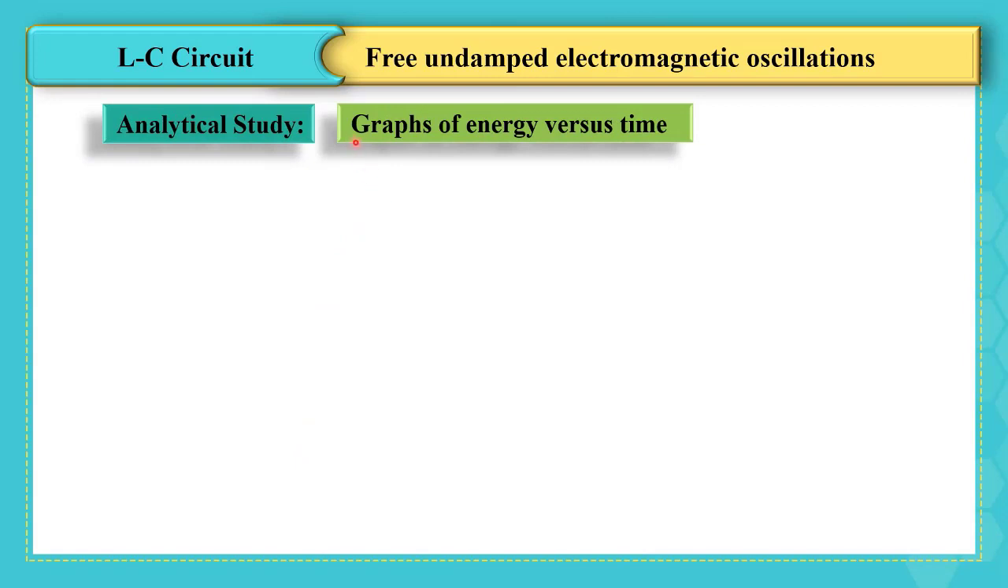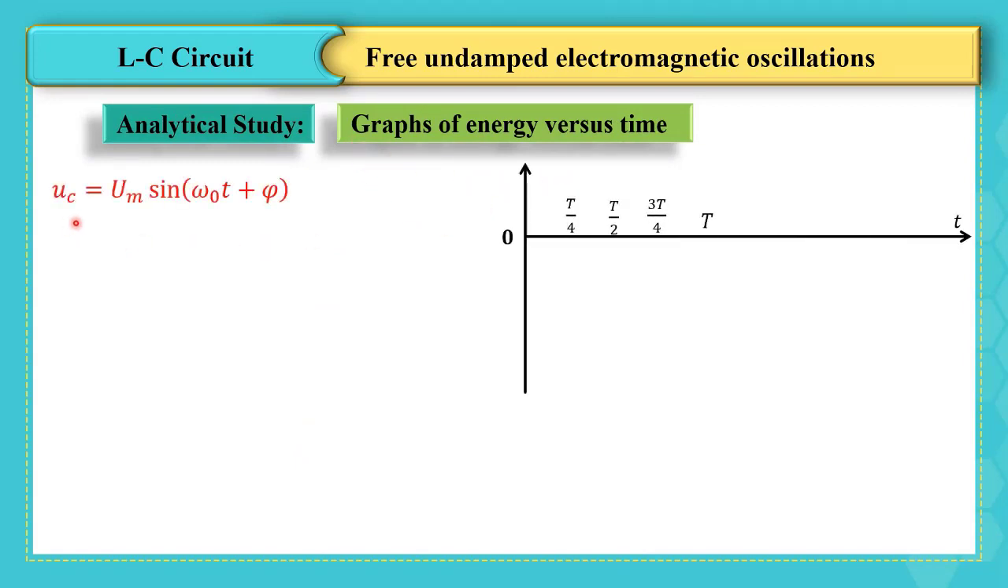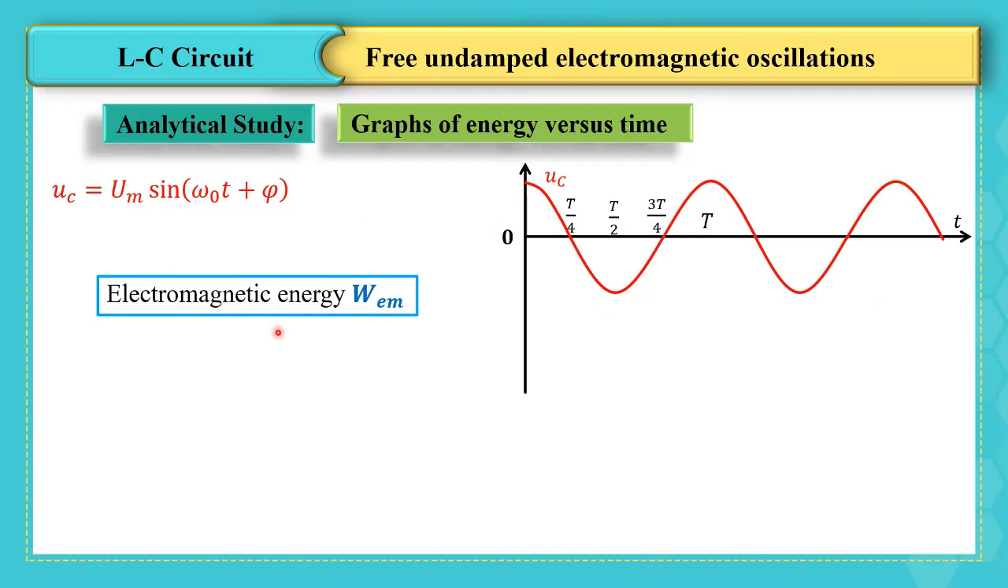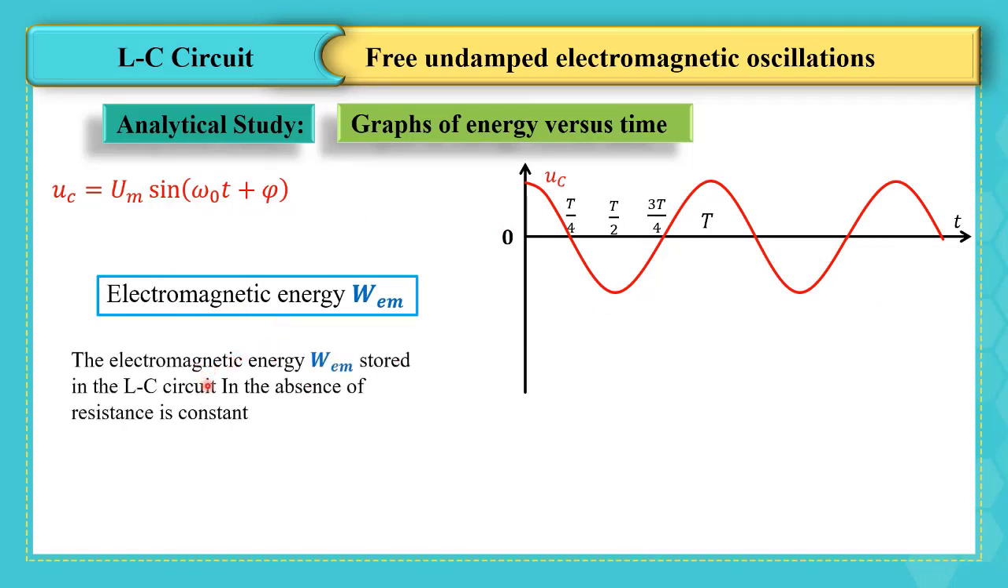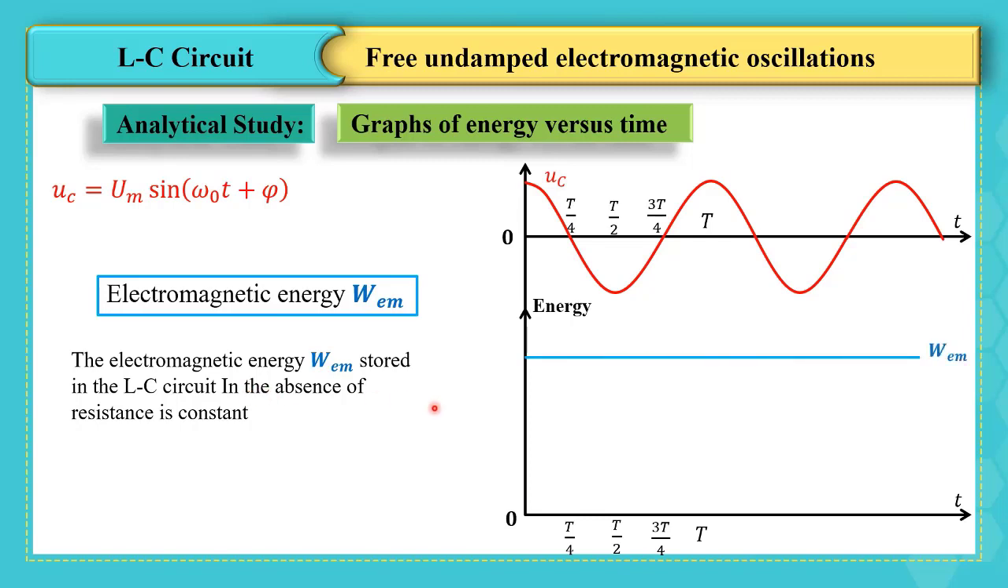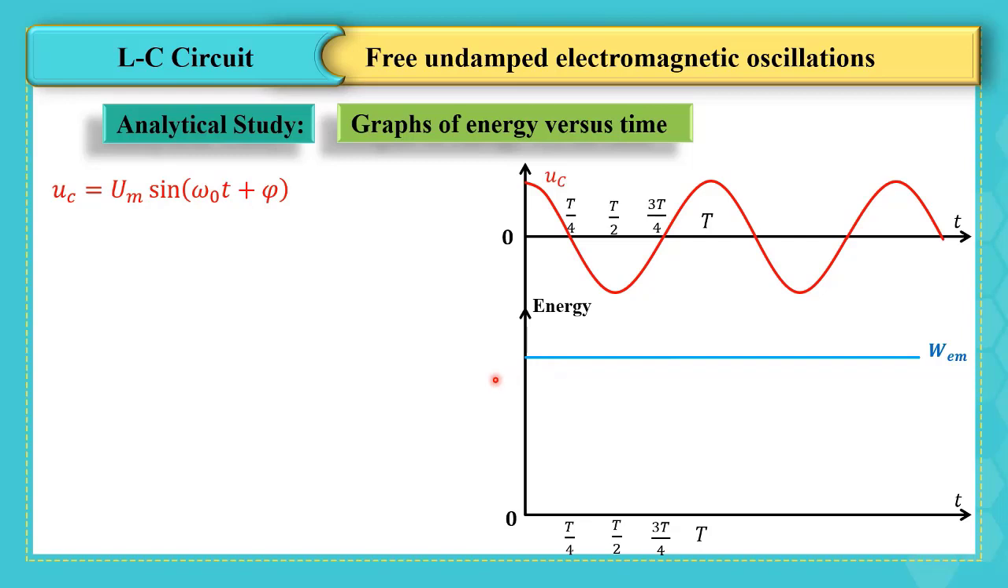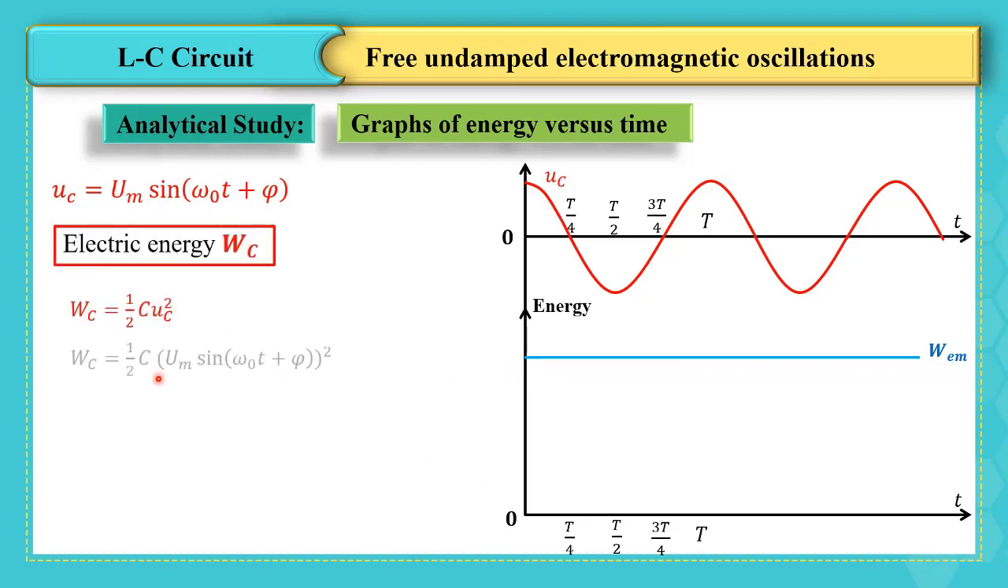Now let's study the graphs of energy versus time. As we know, UC equal U maximum sine(omega 0 t plus phi) has a sinusoidal form. The electromagnetic energy in the absence of resistance is constant, so it will be a horizontal line having a constant value. The electric energy is equal to half C UC squared, equal to half C times (U maximum sine(omega 0 t plus phi)) squared.